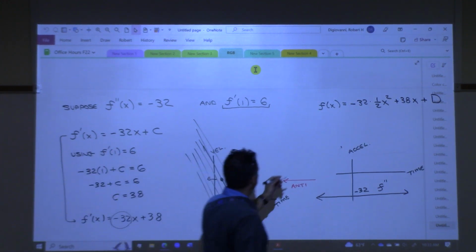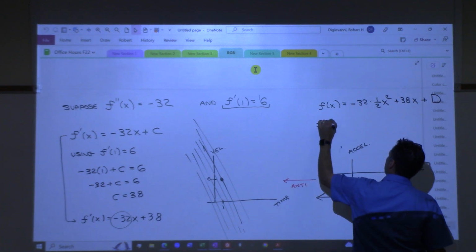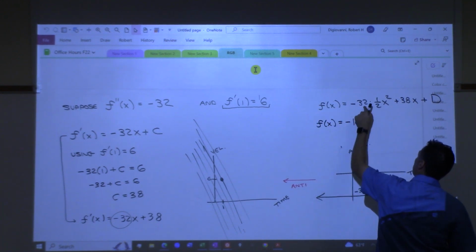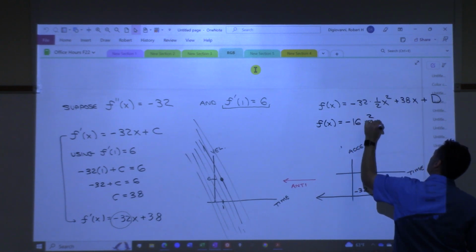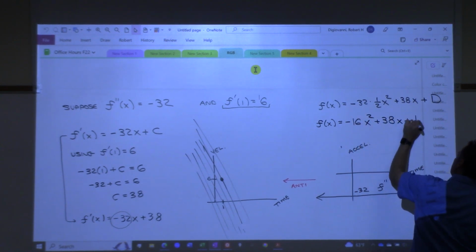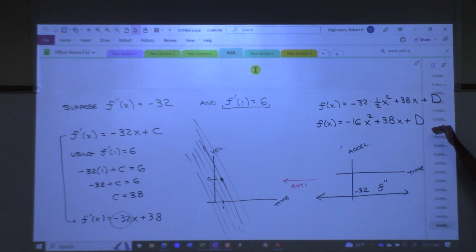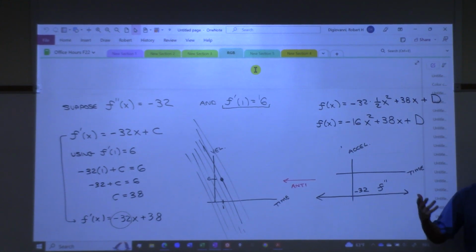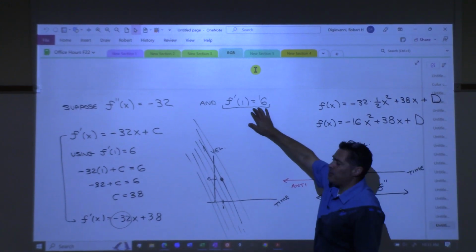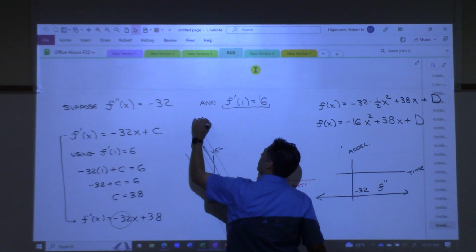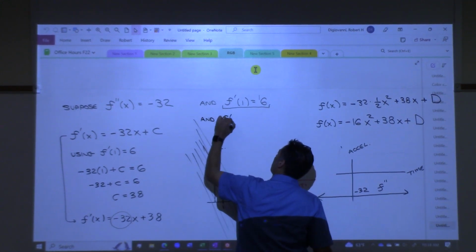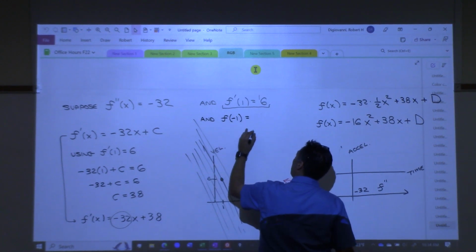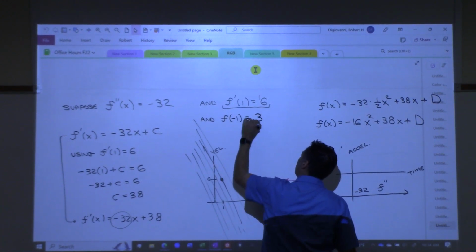Let's clean this up. This is f of x equals negative 16, because that's what 32 divided by 2 is, x squared plus 38x plus d. So do I have an exact answer? Is this an exact function? No, it's a family again, right? So the only way I can nail down what d is, is if somebody, again, gave me more information. So let me go back up and add one more piece of information up here for you. And let me tell you that when you plug negative 1 into the function, you get, let's say, 3.